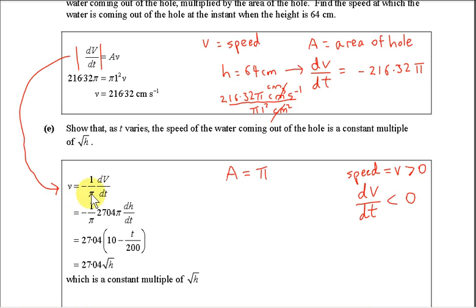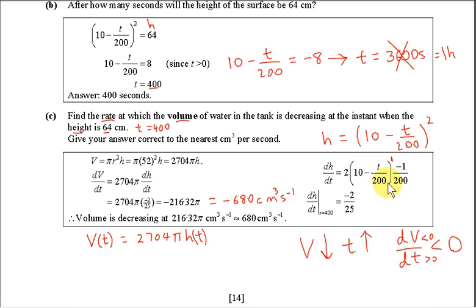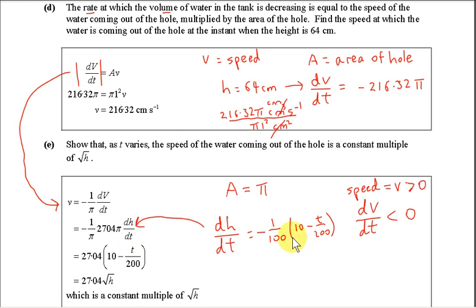So we plug in for dV/dt from the previous part. We had dV/dt in terms of dh/dt. Here is dh/dt from part C. So simplifying dh/dt and then plugging in, we have 2704 divided by 100. That's 27.04. And this minus sign and the minus sign in front of the 1 over π cancel out. And you can see also, of course, that these π's cancel out.